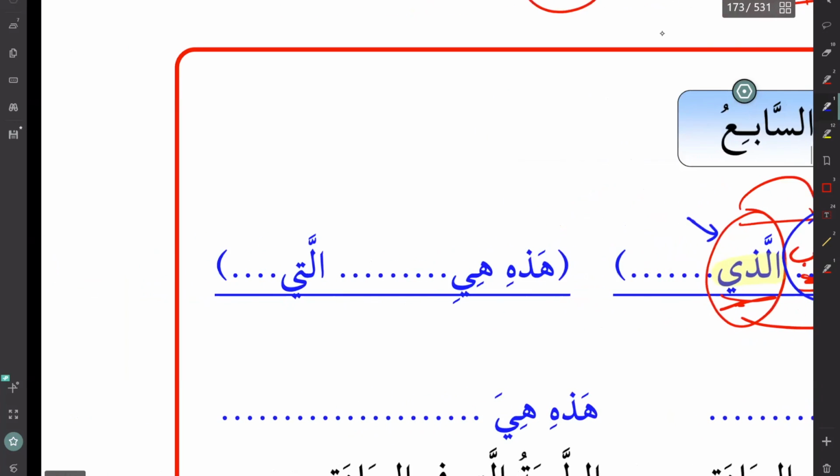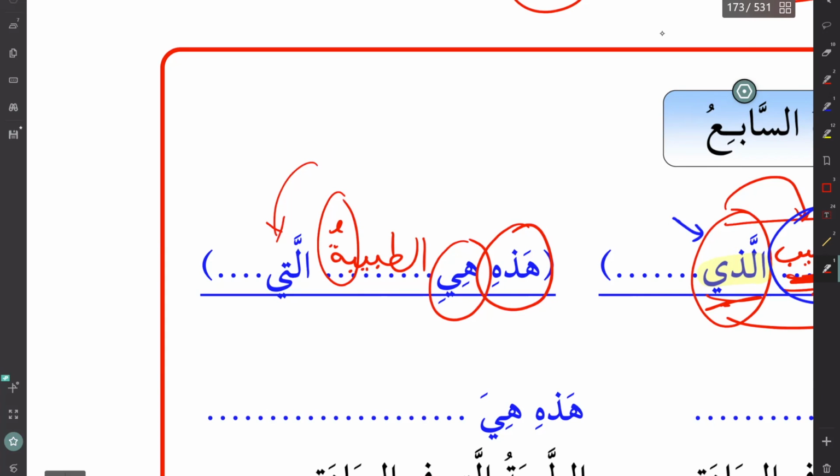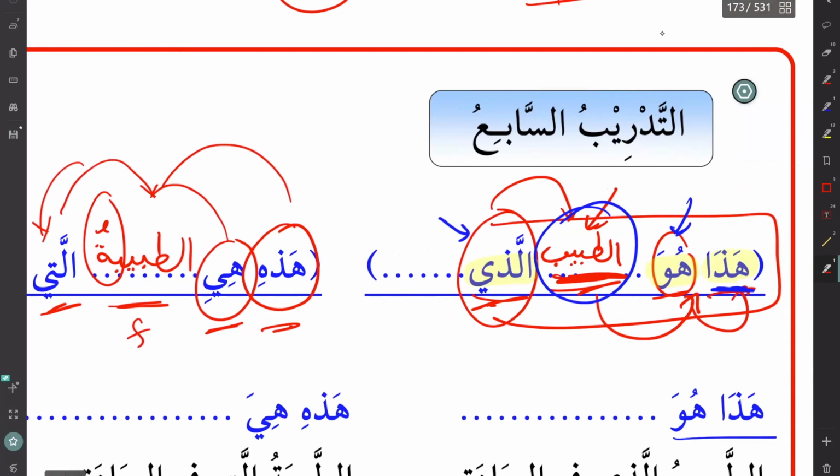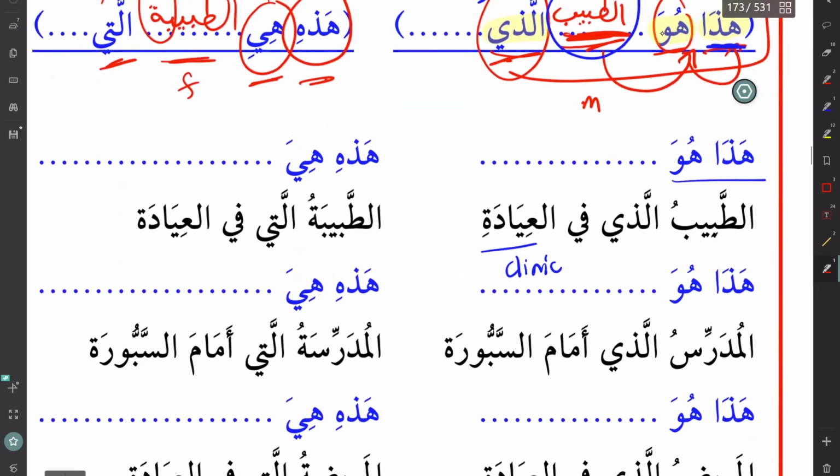Okay, and that's exactly what's happening here. For example, now you want to say الطبيبة. See, everything is changed. هذه هي الطبيبة التي. Because all of these are pronouns. Every pronoun has to match the gender that it is referring to, which is al-tabiba here is feminine and al-tabib here is masculine. Okay, now they give you a few examples here.